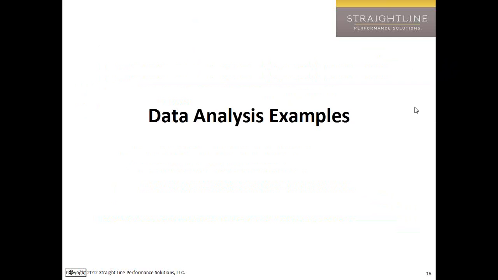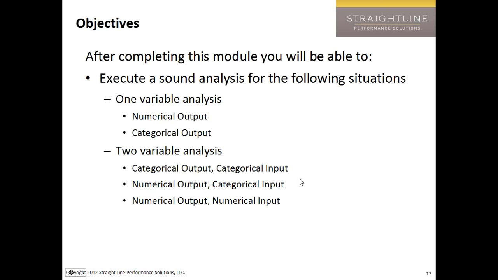All right, last thing we want to cover today, and this is going to be the lengthiest part, is just some examples. So I'm going to go ahead and do that. If you're following along, this is slide 16 in the book. Let's just go ahead with that. So let's walk through. The objectives here in this section is really to execute and give you an idea of how to do a one variable and two variable analysis for all the different combinations that we've got. So one variable, we'll look at numerical, we'll look at categorical. For two variable, we'll look at all three combinations, cat-cat, num-cat, and num-num. All right, let's look through all of them.